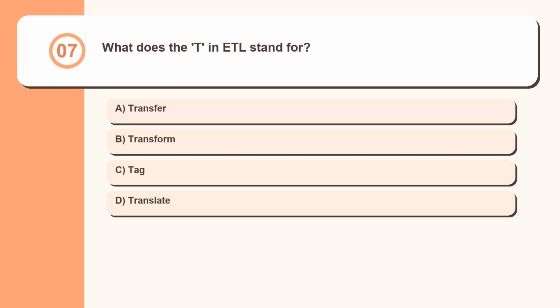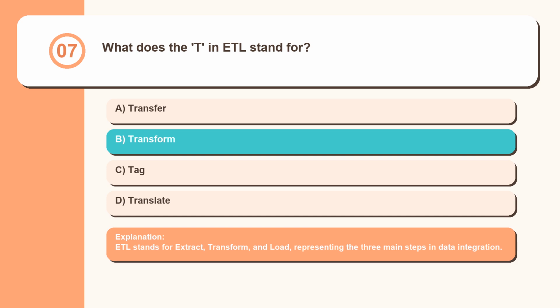Question 7. What does the T in ETL stand for? Transfer, transform, tag, translate. ETL stands for extract, transform, and load, representing the three main steps in data integration.